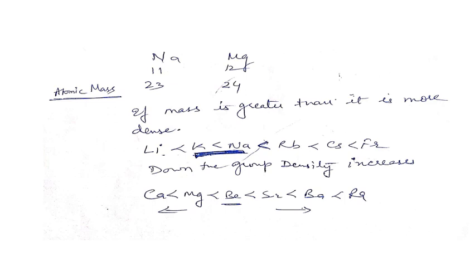In alkaline earth metals also there is an exception. Beryllium has more density than calcium and magnesium. So the order of density also has an exception in the case of alkaline earth metals.